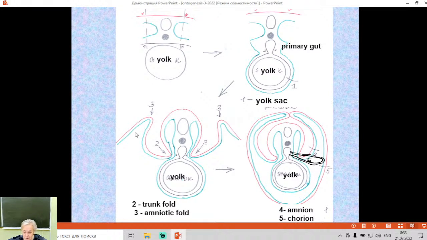It lifts the embryo, number 2, the trunk folds. It lifts the embryo above the yolk, and you see the embryo above the yolk. Number 2, trunk folds. Red is the extraembryonic endoderm. Blue is the parietal sheath of mesoderm.